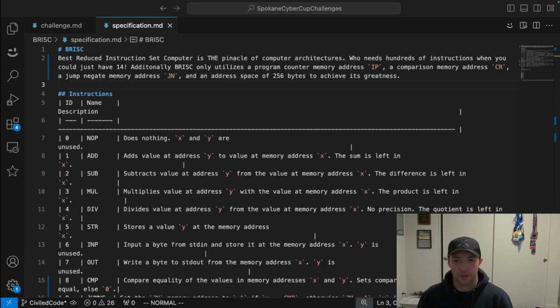This is the BRISC Challenge 1 from the 6th year of the Spokane Cyber Cup. This was written by Josh, I believe. So, BRISC, or the Best Reduced Instruction Set Compiler, is a challenge where you need to learn about how ISAs, or instruction set architectures, work. The idea is we have some assembly that's in a really basic form, and we're going to compile it, decompile it, and do lots of different shenanigans. So this is going to serve as the overview video of how the instruction set architecture works, and then each video after this will just have the solution for how the challenge works, and that's it.